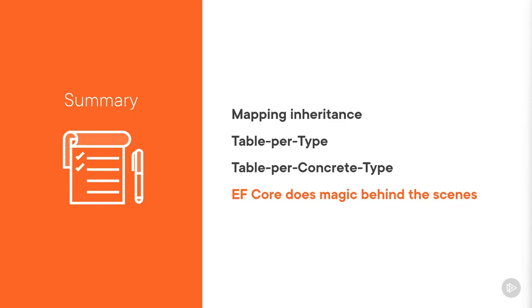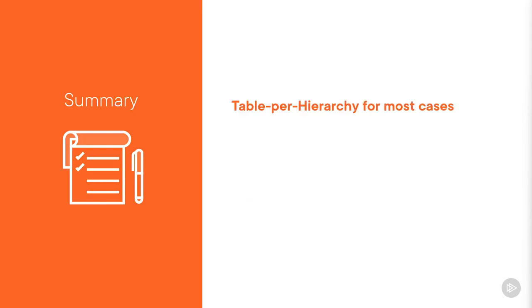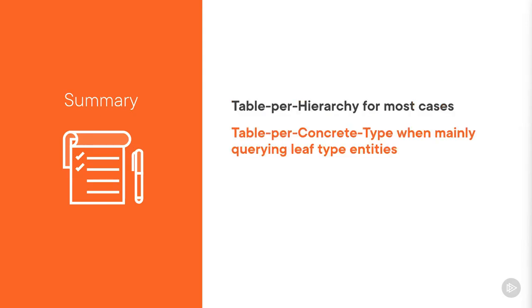We also looked at some pros and cons for these various types of strategies, and we saw that the table per hierarchy is probably a good fit for most cases, except when most of our queries are for leaf type entities, in which case the table per concrete type strategy will often have the best performance. And of course, with the arrival of the table per concrete type strategy, it is no longer recommended for us to use the table per type strategy.